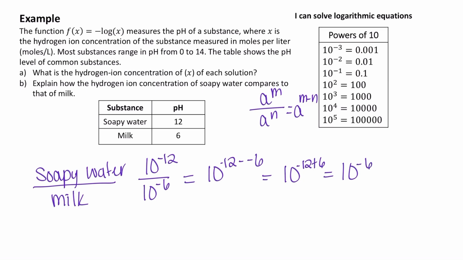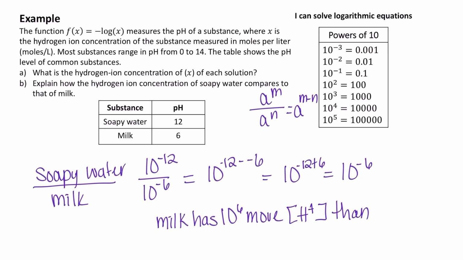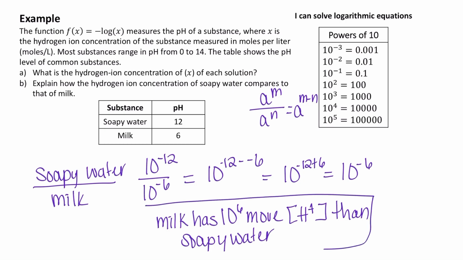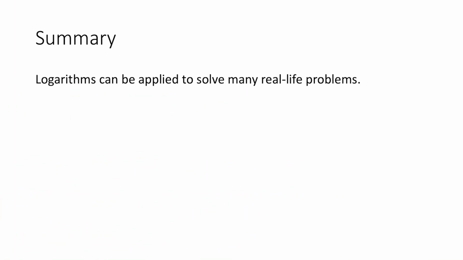Okay, so that means that milk has 10 to the 6th more hydrogen ions than soapy water. Okay, so that's how you can describe the relationship between those two substances. So remember that logarithms can be applied to solve many real life problems, including problems involving the loudness of sound and the pH scale.